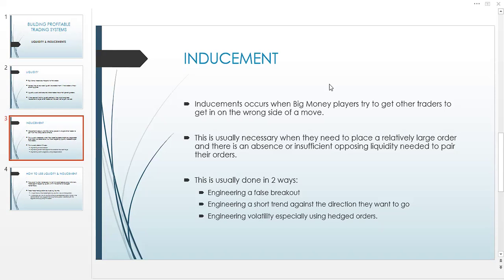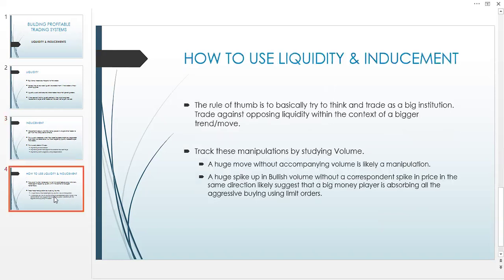Now, the simple truth is, it's not really that they're after your money, it's that it's business for them, right? They need to place their orders and they need someone to place their orders against. And so they are willing to do whatever it takes to get their orders placed. So, how do you use this whole concept of liquidity and inducement? That's going to be the last thing we'll look at, and then we'll get into the chart.